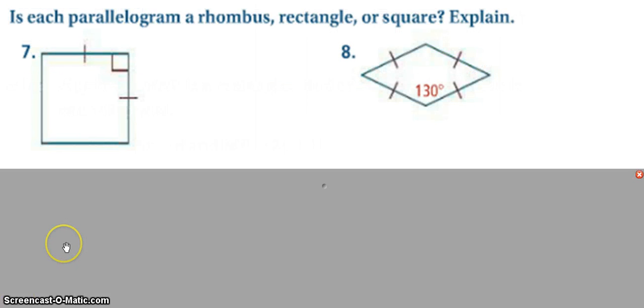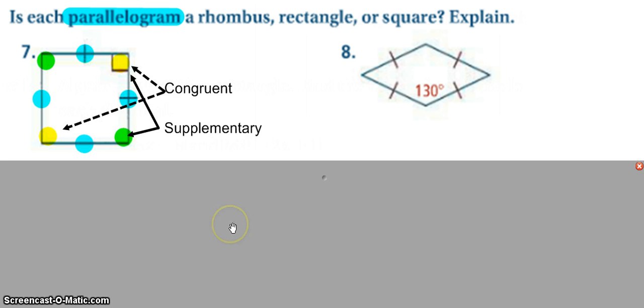So go ahead and try 7 and 8 here. You know that each of these is a parallelogram, so then you have to, from there, classify whether we have a rhombus, a rectangle, or a square, and why. So pause the video, try to figure that out. If you really want to go for it, work all the way through problem 10.